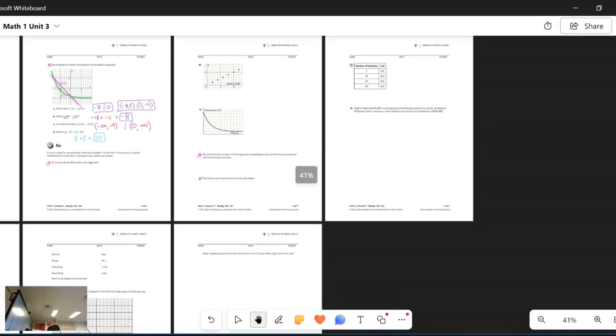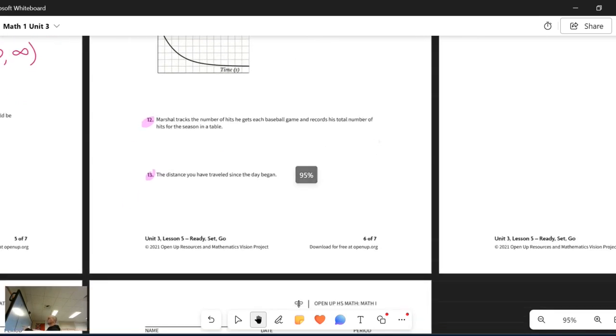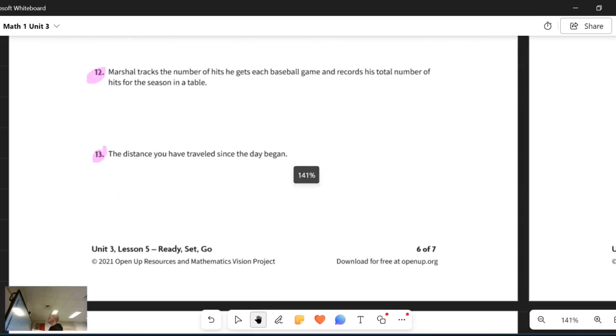Problem 12. We have 3 more. Marshall tracks the number of hits he gets in baseball games and records his total number of hits for the season in a table. I said that this one was discrete as well. You can't get hits outside of a game. You also can't get partial hits. I can't say, oh, I had 4.5 hits today. Foul balls don't count in baseball or softball, so let's just avoid that. Discrete. You're getting a total number of hits, and it's got to be a whole number. Simple as that.